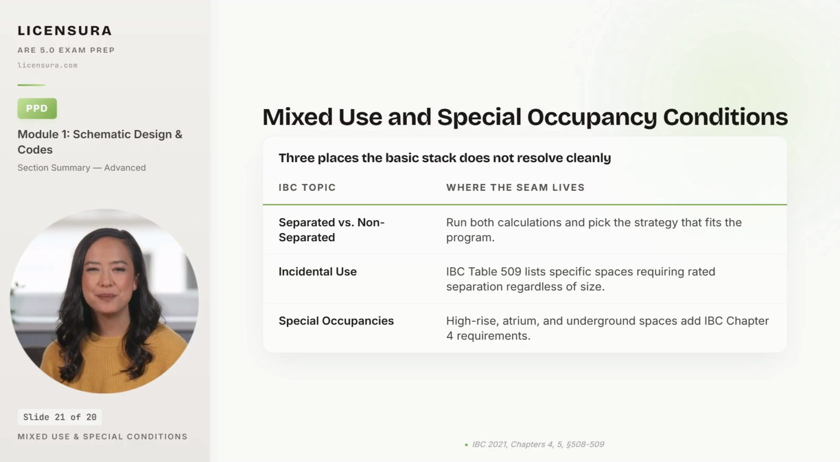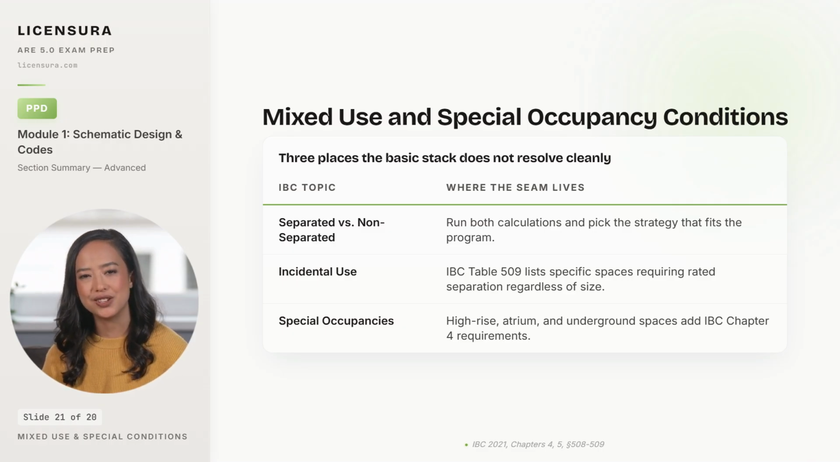Incidental uses are the trap people miss because the rules sit in their own table. IBC Table 509 calls out specific spaces, including boiler rooms above a certain BTU input and certain storage areas that require fire-rated separation even when the broader building is non-separated. And the special occupancies in IBC Chapter 4, high-rise above 75 feet, atriums, underground spaces, stack their own requirements on top of whichever mixed-use strategy was chosen. Forget the layered specials, and the envelope you size is the wrong envelope.